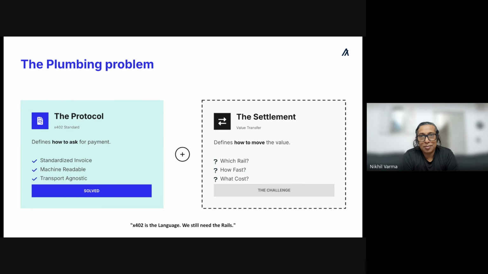Essentially, the problem is the settlement. The settlement is where the actual value transfer happens. So if you have a payment request and I say, here you go, you'll say, okay, but where will I get my money? And how long will it take me to get that money? That's the plumbing problem. Of course, x402 eventually, as I discuss this, in a few slides you'll be able to see how this whole thing works out. So the next slide, please.